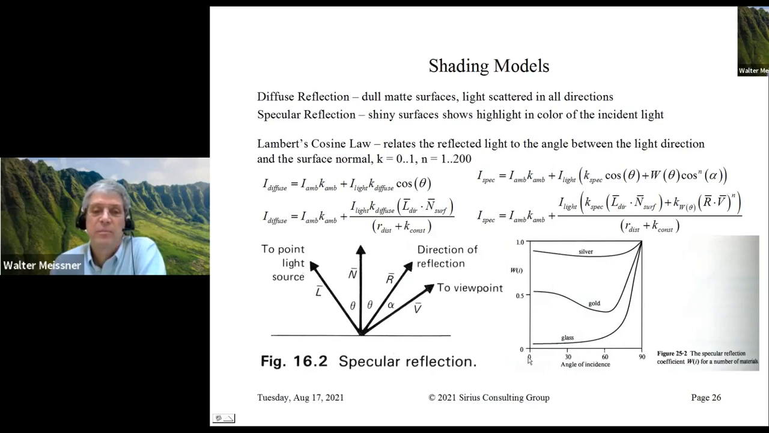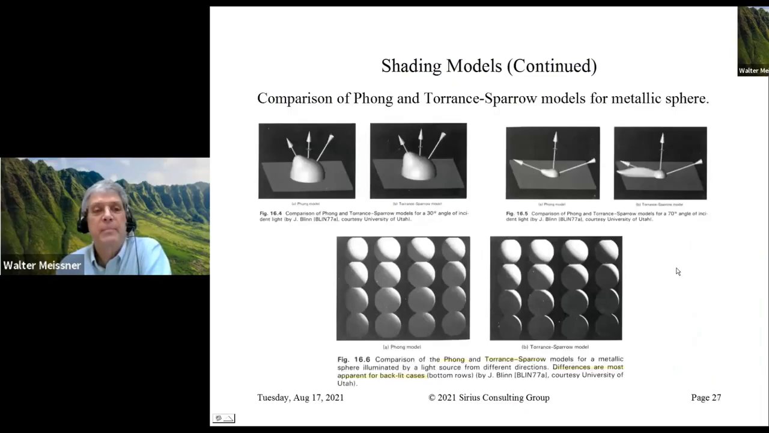So the graph shows angle of incidence from 0 through 90, and then what that W of theta would be. And it shows it for different materials. Here's one for glass, here's a curve for gold, and here's one for silver. So depending on what type of surface you want to simulate, they would use one of these curves.